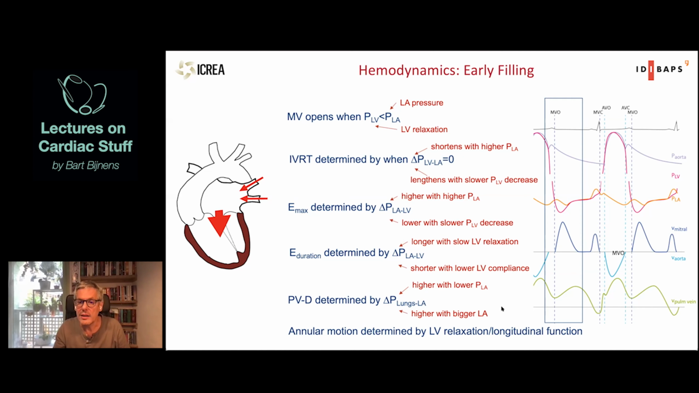So when we then look at the pulmonary vein, this wave of the pulmonary vein, this early filling wave, what we call the diastolic wave, that one will be determined by the pressure gradient between the lungs and the left atrium. So this will be higher if we have lower left atrial pressure.